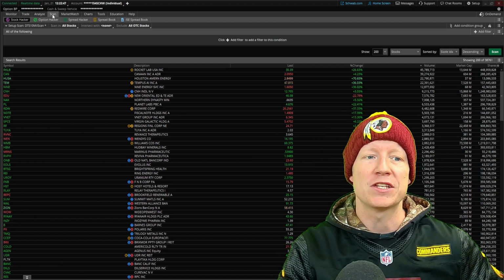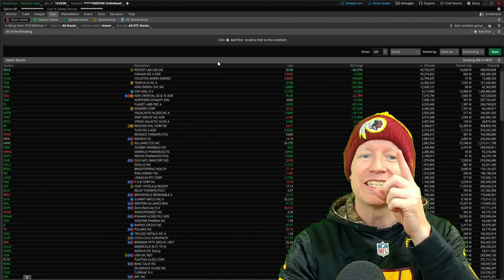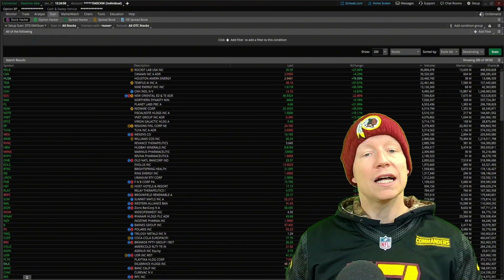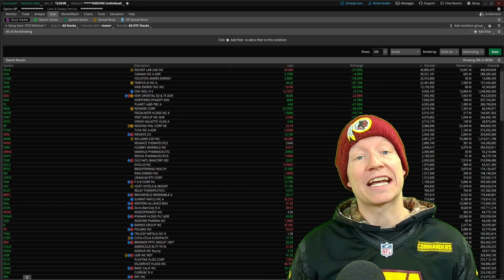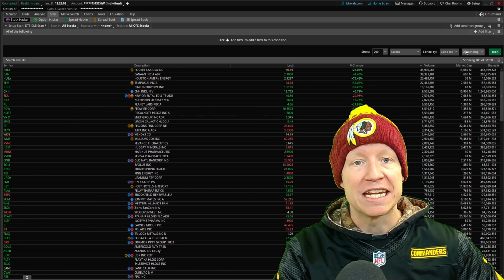So hop on over into the scan tab. We're starting with a blank slate. Let's go ahead and start building this thing. Let's go ahead and start with the inexpensive filter, as that one's very easy to understand.